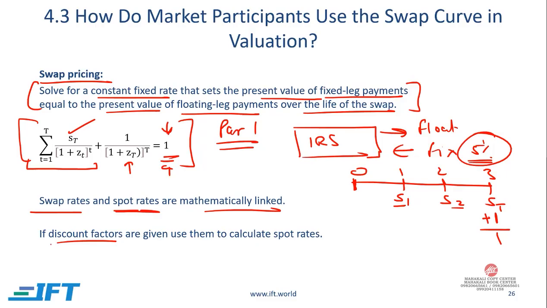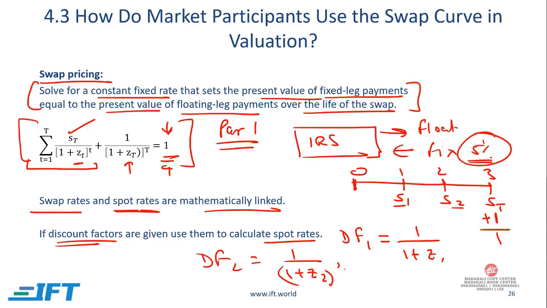Sometimes you might be given discount factors rather than the rates. And as we've seen before, the discount factors can easily be converted into the spot rates. So we know that discount factor is equal to 1 over 1 plus Z1. So df1 will be 1 over 1 plus Z1. df2 is going to be 1 over (1 plus Z2) squared, and so on. Now, on the next slide, we are going to cover an example that deals with this equation, and it will also involve converting discount factors into spot rates.